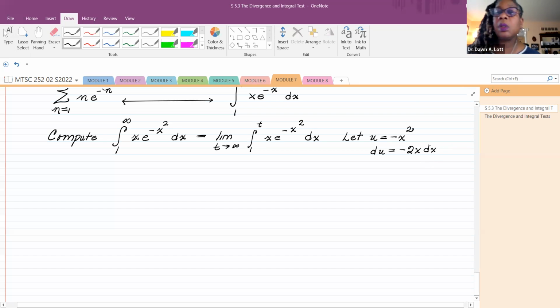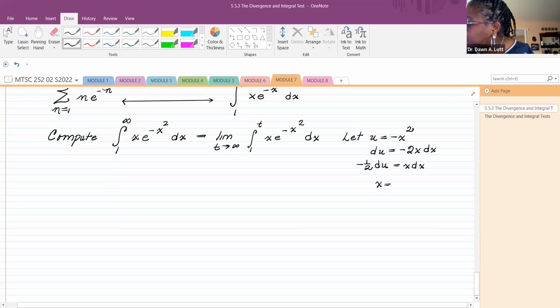Thank you for your suggestion, because that is a very viable way to try to do the problem. It's tough that way though. It's going to be very hard. So we can't really do this problem by integration by parts because your dv, you won't be able to integrate e to the negative x squared, but if it were just e to the negative x, your answer is dead on. Okay, so x dx is negative 1/2 du.